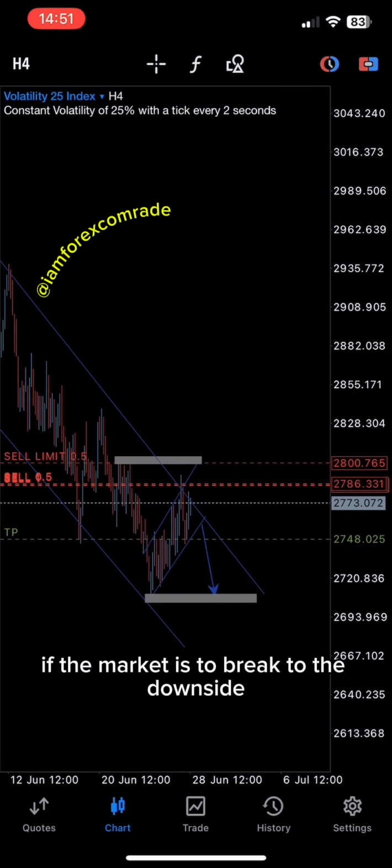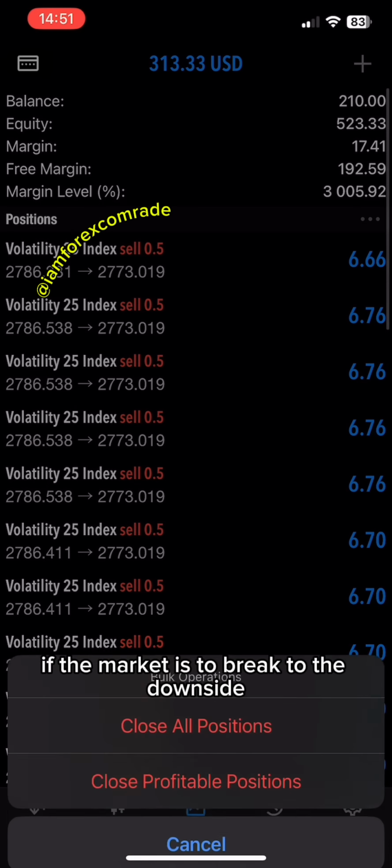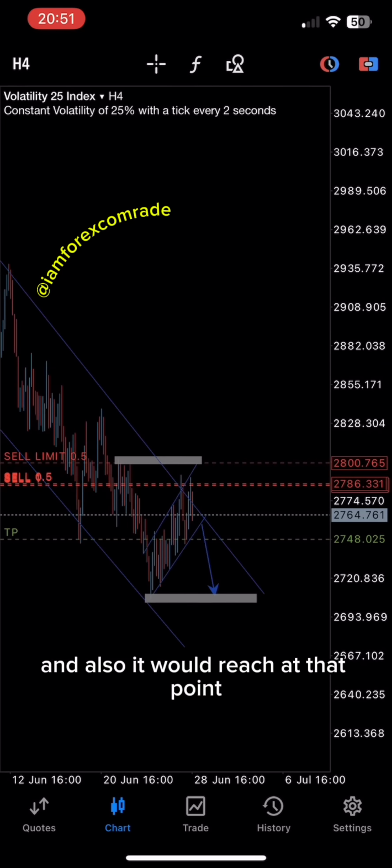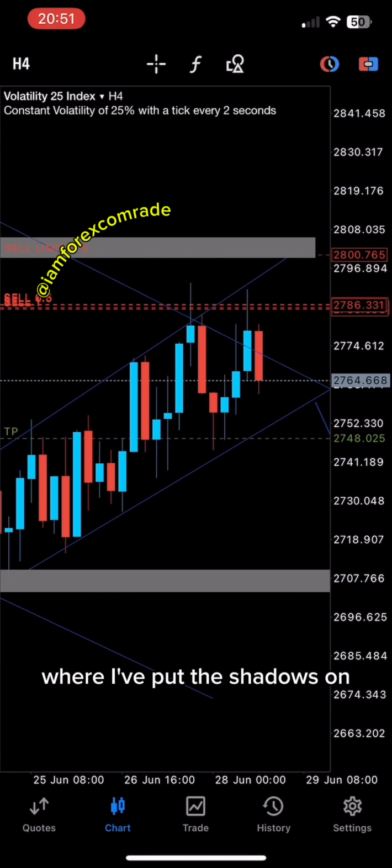Anyway, as you can see, if the market is to break to the downside, it will respect the arrow that I've put at that point. And also it will reach that point where I've put the shadow zone.